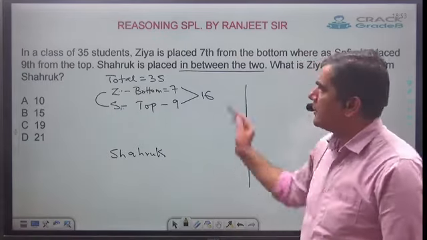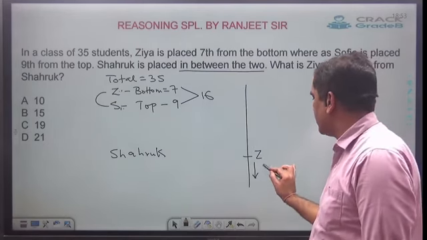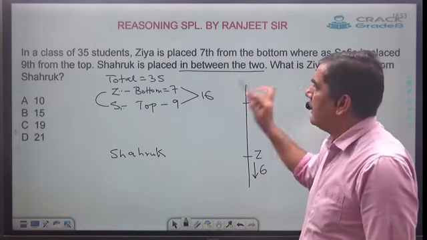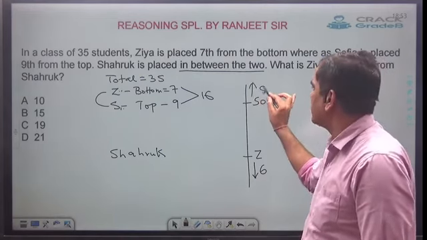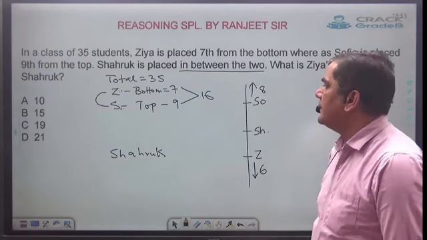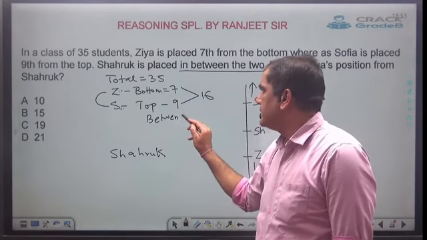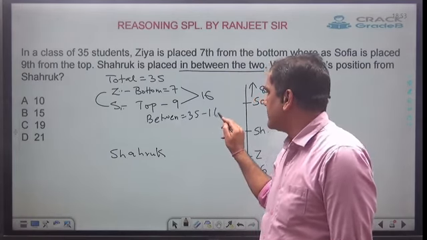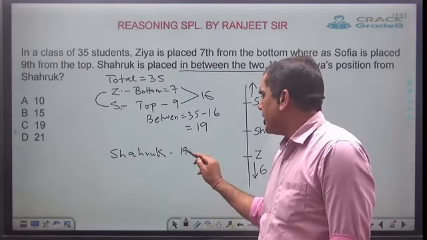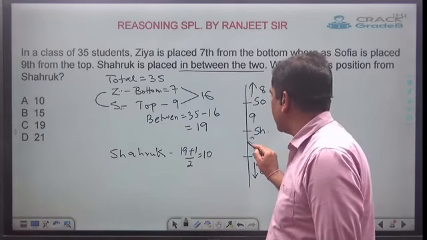So let's plot. Zia is 7 from the bottom, so I put Zia at the bottom, and to the bottom of Zia there must be 6. Sophia is placed 9 from the top, so to the top it must be 8. Saruk is placed exactly in between. Case number 1 means 35 minus 16 comes out to be 19. So Saruk's position will be 19 plus 1 upon 2, which comes out to be 10. So this will be 9 and this will be 9.